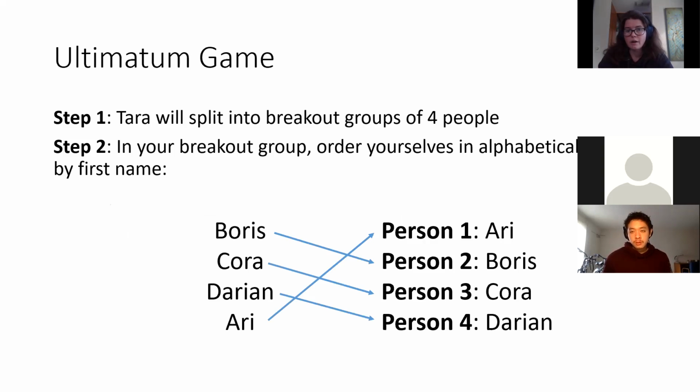So Tara is going to split everybody into breakout rooms of 4 people. Once you're in your breakout room, order yourselves alphabetically by your first name. So if we had Boris, Cora, Darian, and Ari in a breakout room, person 1 would be Ari, person 2 would be Boris, person 3 would be Cora, and person 4 would be Darian. Alphabetical order by first name.